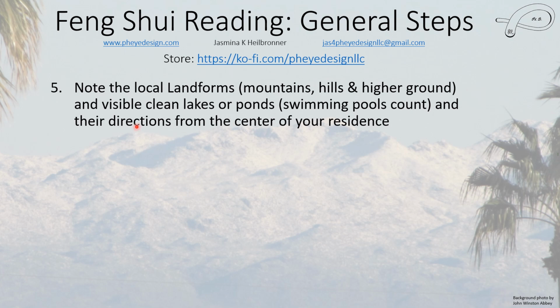Now, you also want to look at visible, clean lakes or ponds. Swimming pools count for this. This can be man-made. The lakes are pretty big, but a lake or a pond, you can have that man-made just like a swimming pool. The mountains and hills and the higher ground come from nature. They have to come from nature.